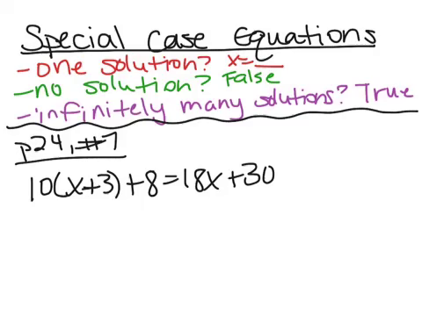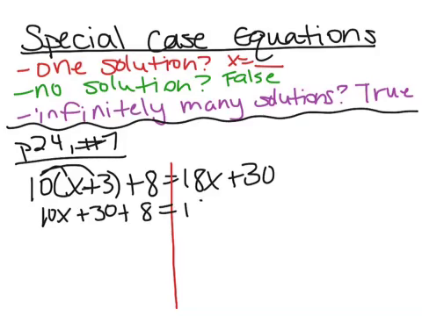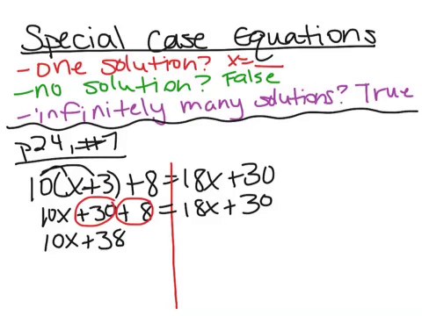On both sides of my equation, first I have to figure out, is there any distributing necessary? On the left side, I have to distribute a 10. So 10 times x is 10x, and 10 times positive 3 is plus 30. So I have 10x plus 30 plus 8 equals 18x plus 30. On the left side, I still have to combine my like terms. Positive 30 plus 8 is plus 38. So I have 10x plus 38 equals 18x plus 30.